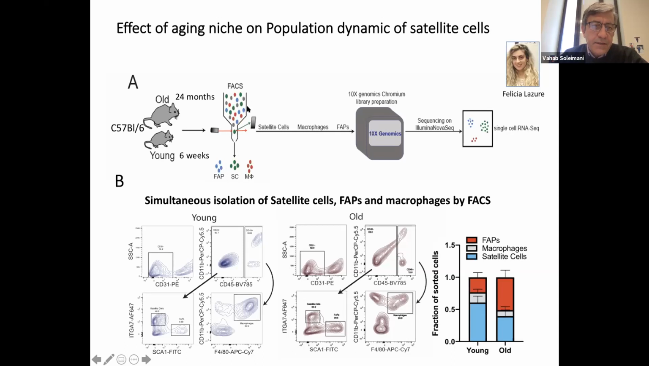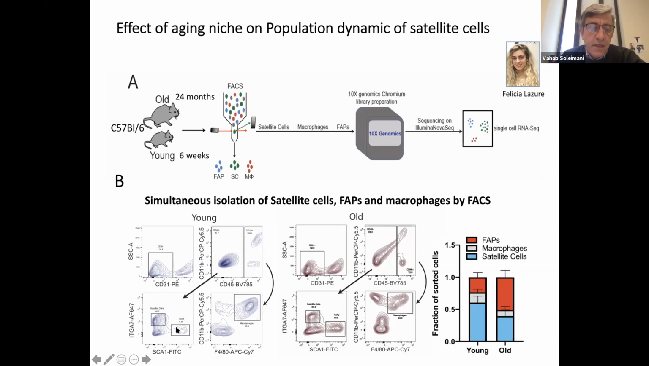So we isolated these 3 cell populations from the young and old mice, where young is 6 weeks and old is 24 months. That's throughout the course of my talk: whenever I talk about aged or old, it is 24 months, and young is 6 weeks old. Felicia developed a very efficient FACS strategy where she could simultaneously isolate all these 3 cell populations from the same mice. So essentially she was gating for alpha 7 positive cells and then lineage negative.